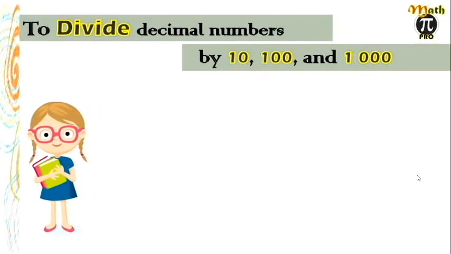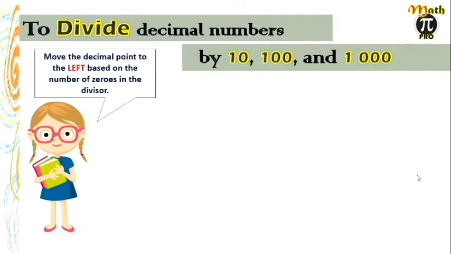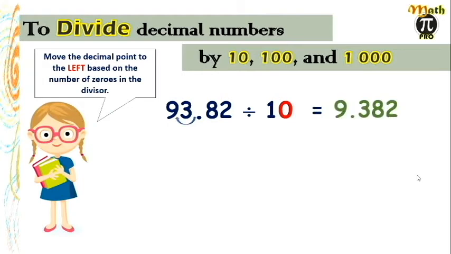And to divide decimal numbers by 10, 100, and 1000, all we need to do is to move the decimal point, right? So we move the decimal point to the left based on the number of zeros in the divisor. So in 93 and 82 hundredths divided by 10, there is 1 zero in our divisor. So we move the decimal point to the left 1 space. So our quotient will be 9 and 382 thousandths.